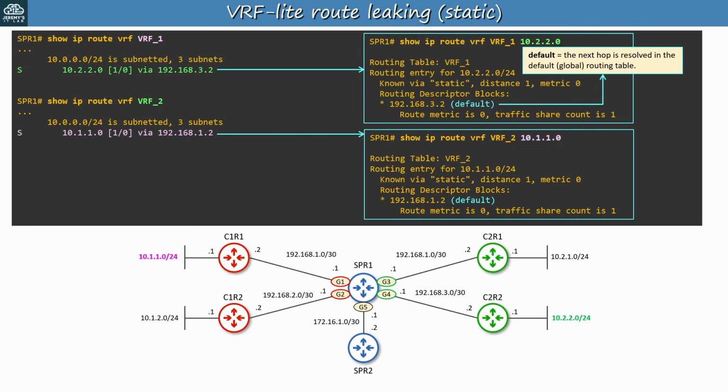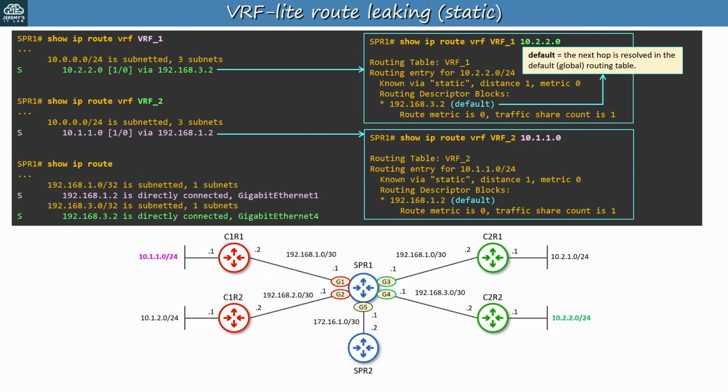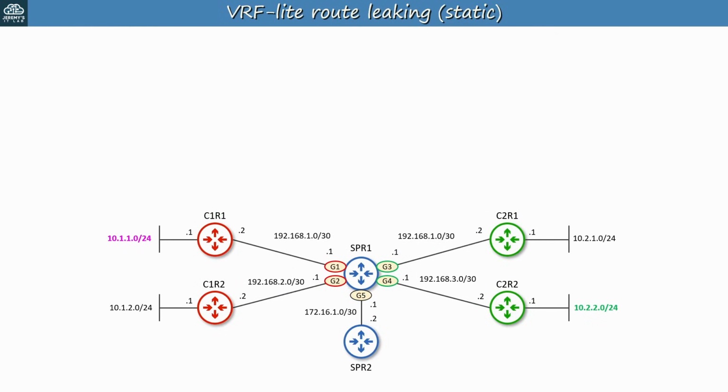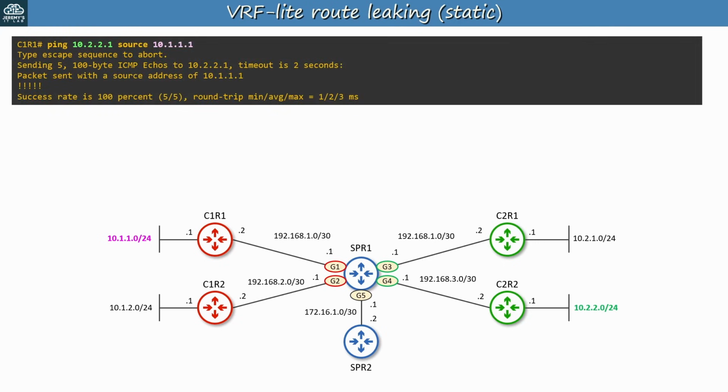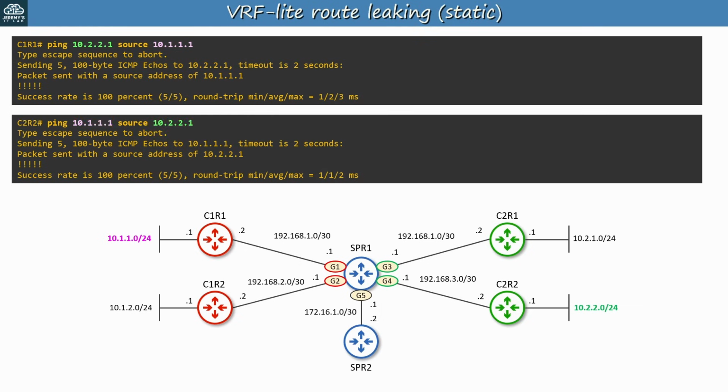Now let's check that those next hops actually exist in the global routing table. Here they are. These are the directly connected static routes we configured. 192.168.1.2 connected to G1, and 3.2 connected to G4. All that's left is to check that we can ping between these networks now. On C1R1, I did ping 10.2.2.1, source 10.1.1.1, and the ping worked. And for good measure, I tried on C2R2 as well. So that's a basic route leaking configuration.